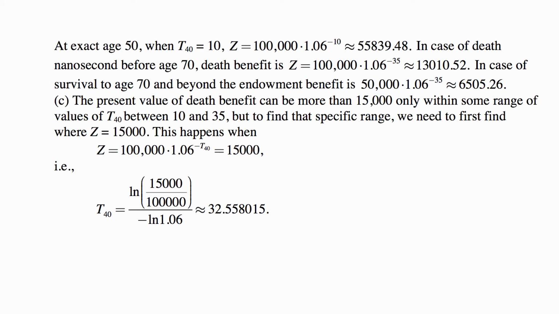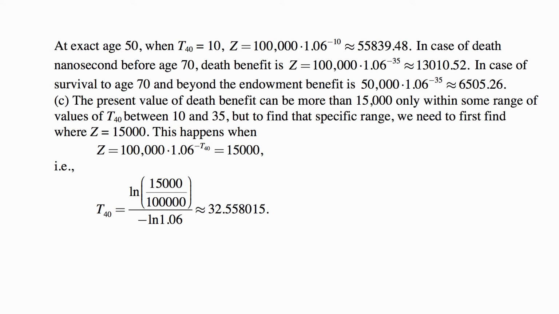Now, in part C, we ask about 15,000 being sufficient to pay the benefit for this policy. And the present value of the death benefit can be more than 15,000 only within some range of values of T40, between 10 and 35. But to find that specific range, we need to first find where Z is exactly 15,000.